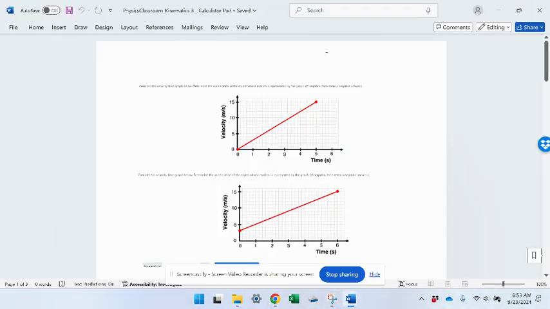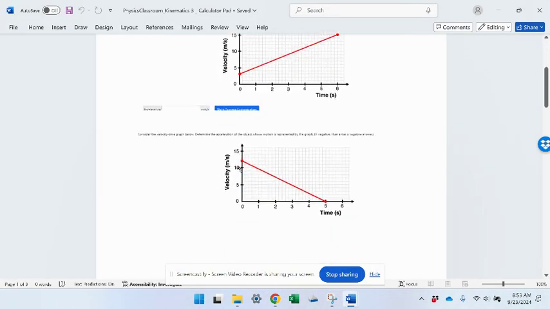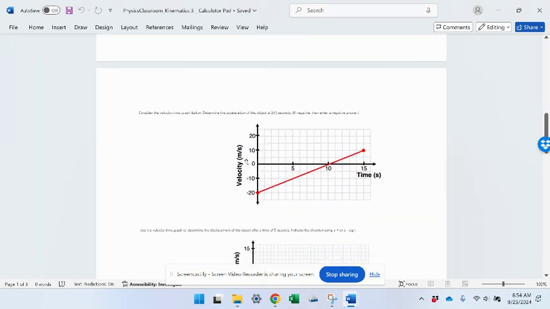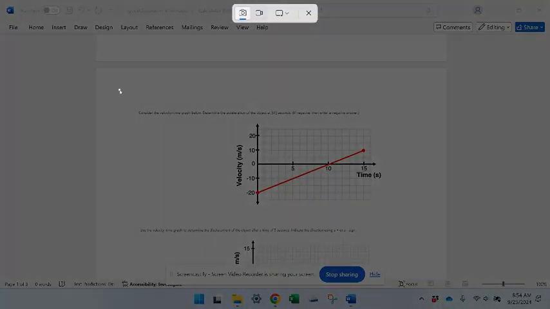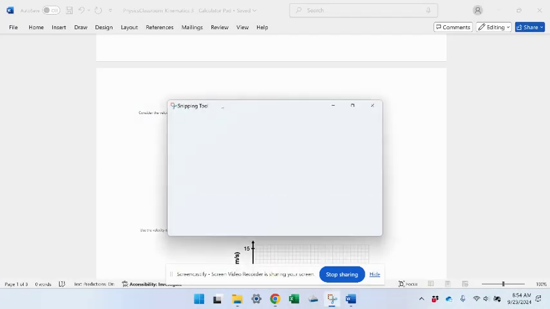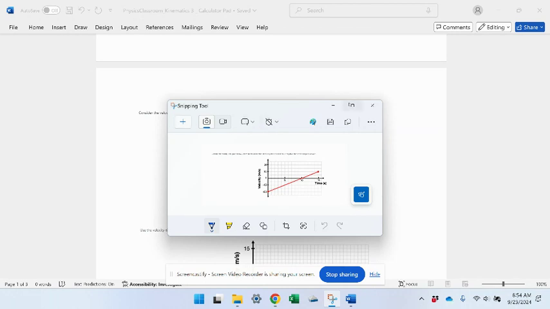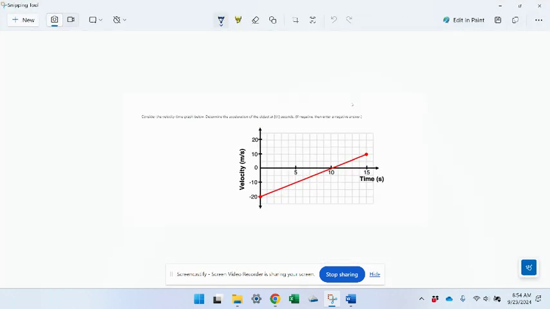If we go to another question, maybe something like this. It's worth noting, it's again asking for the acceleration, and we are once again dealing with the velocity versus time graph. And again, we remember that slope on a velocity versus time graph does equal acceleration.